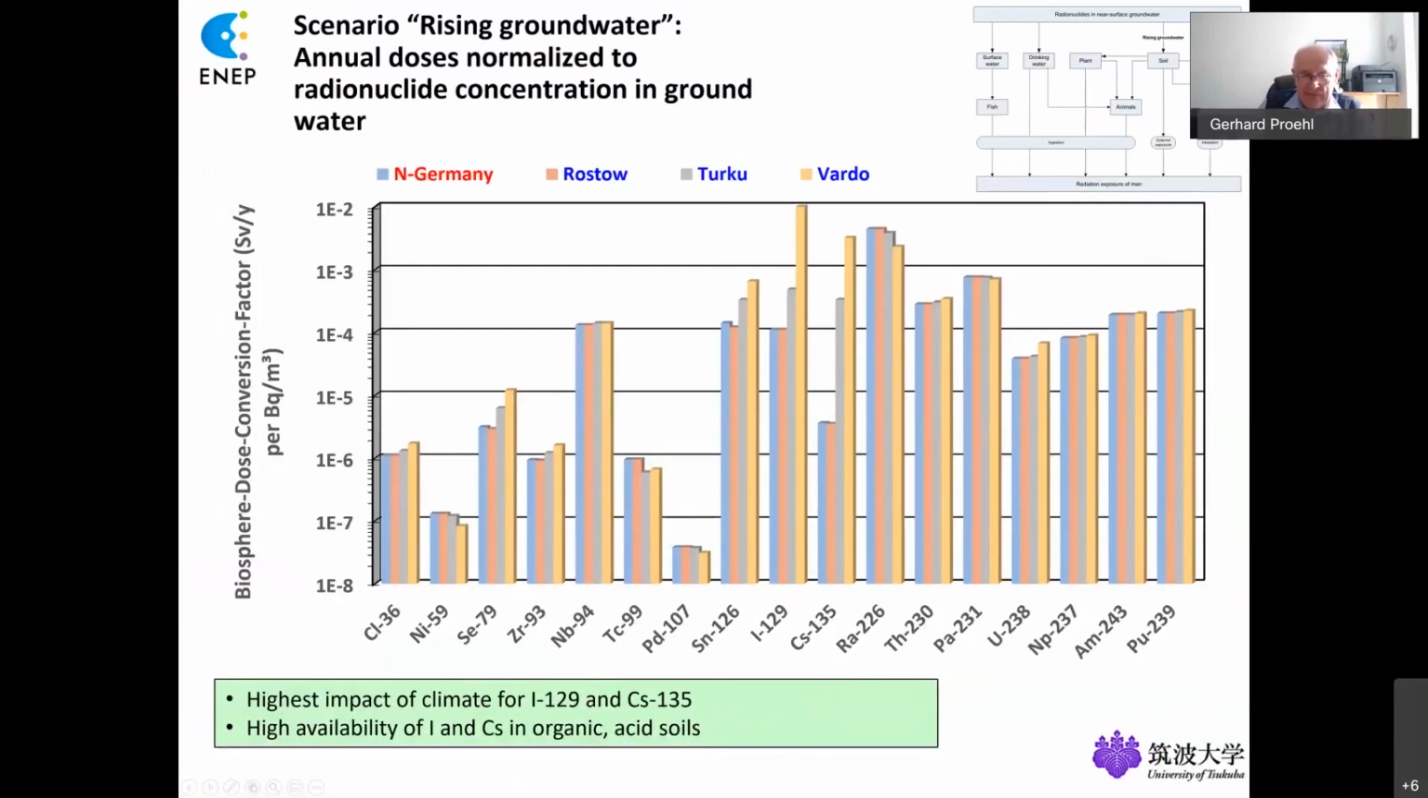cesium-135. And this is because, if you remember, when we had modification factors for iodine and cesium for boreal and for tundra climate, we have seen that under those environmental conditions the iodine and cesium uptake is much higher. And this is now reflected in this graph for cesium and iodine-129. Again, for all the elements on the right side, there are little differences between the different sites. As I already said, we have not looked at the rising groundwater scenario for the very hot and dry climates.